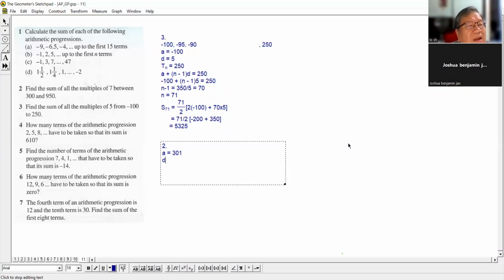Then what is D? Oh no, we cannot find D yet. Let's find the last number. The last number is 950. Can 950 be divided by 7? Cannot. The next number, don't take 951, because it must be between 300 and 950. So 949 can or not? Cannot. 948 cannot. 945 can. Okay, 945.